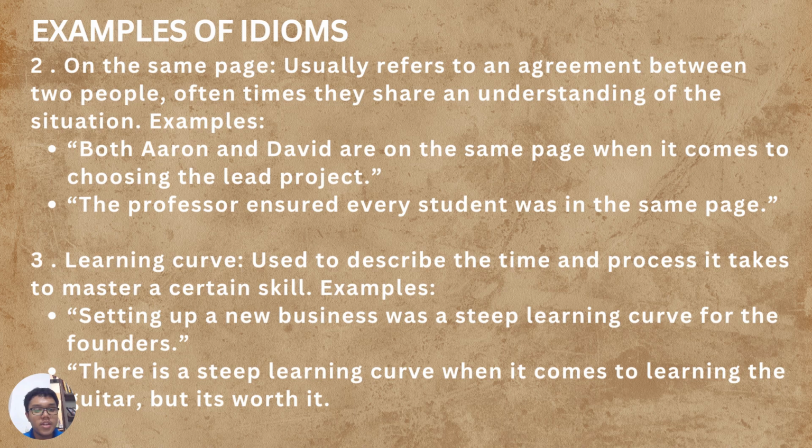Next up is on the same page. Usually refers to an agreement between two people. Oftentimes, they share an understanding of the situation. Such examples are: both Aaron and David are on the same page when it comes to choosing the lead project, and the professor ensured every student was on the same page.